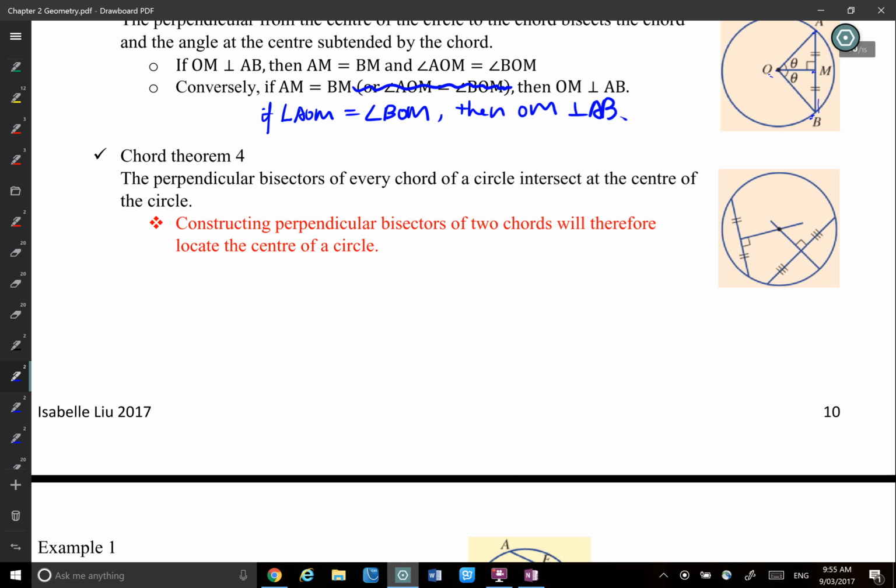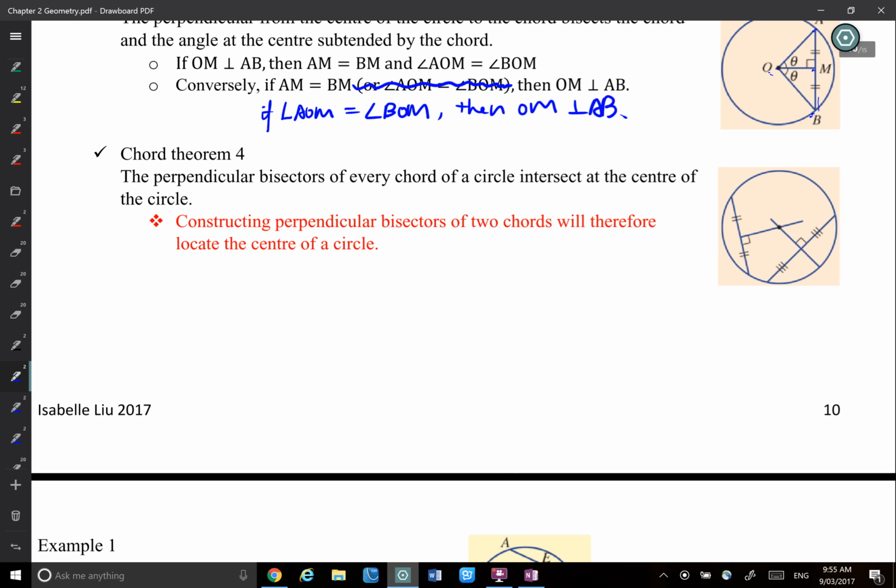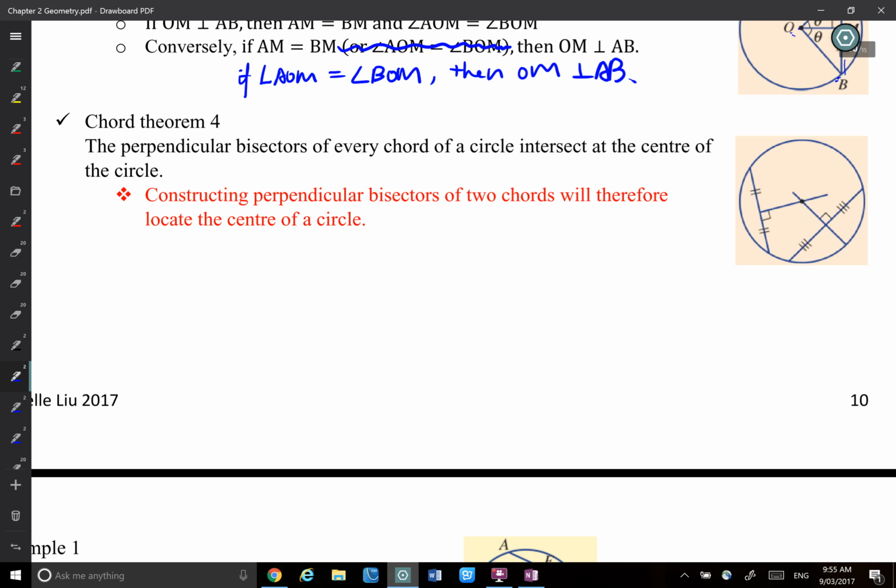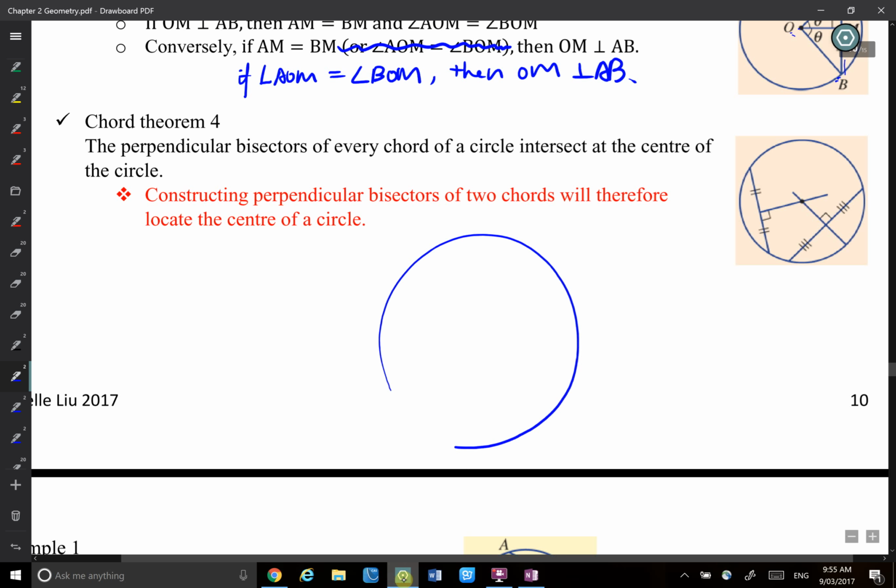This one doesn't need proof, but what it's saying is that the perpendicular bisector of every chord of the circle intersects at the center of the circle. So what that means is if I have a circle here and I draw 3 chords, they can overlap, doesn't matter. And I find the middle point. That is the middle point, that is the middle point, and that is the middle point.